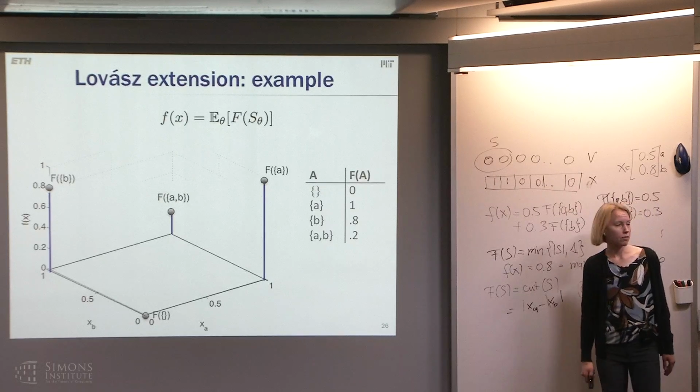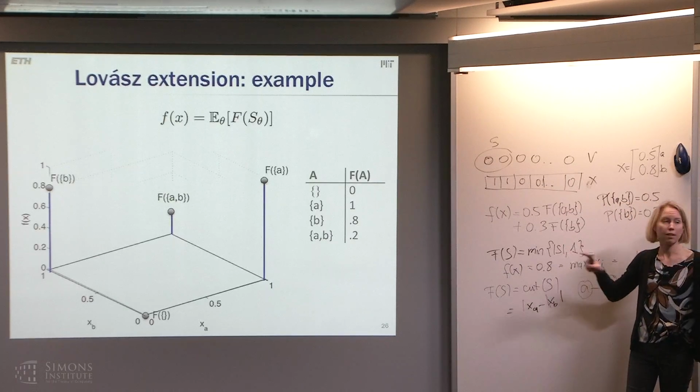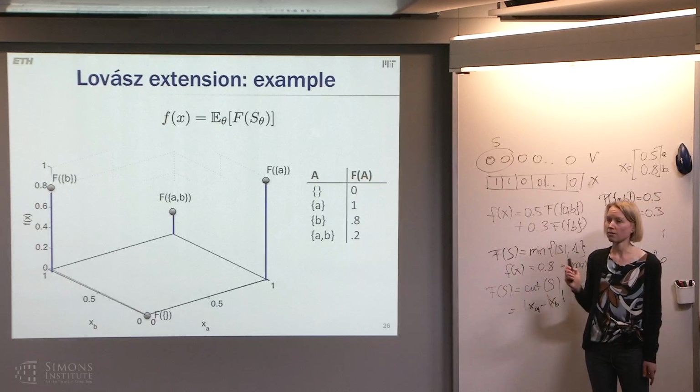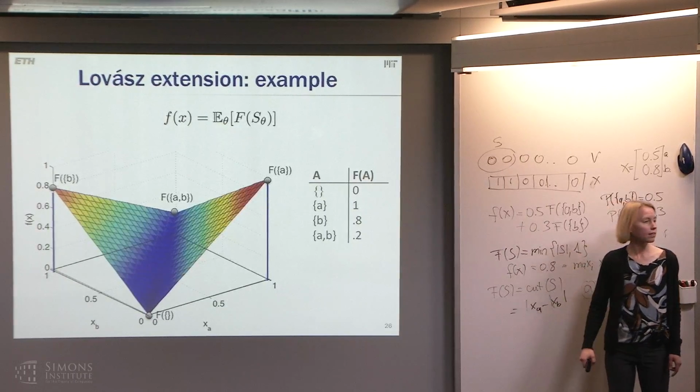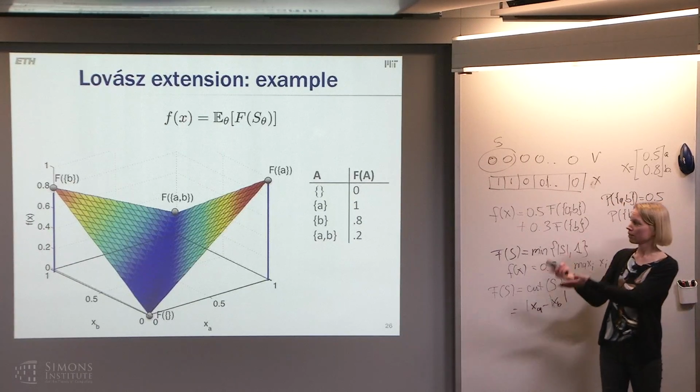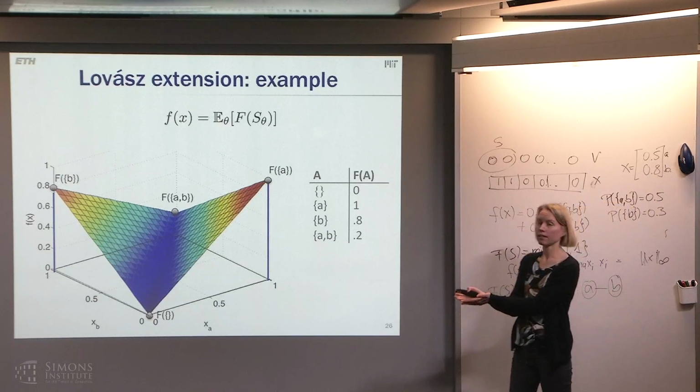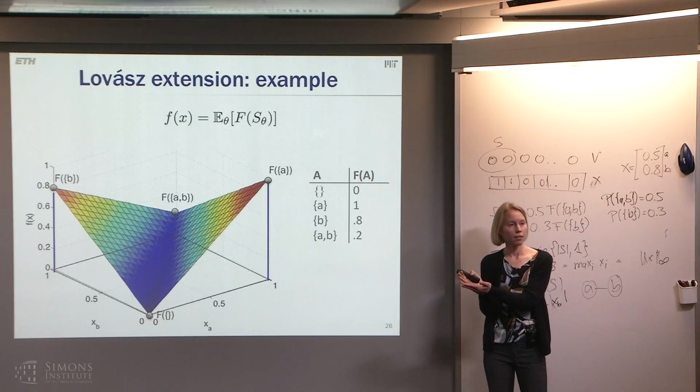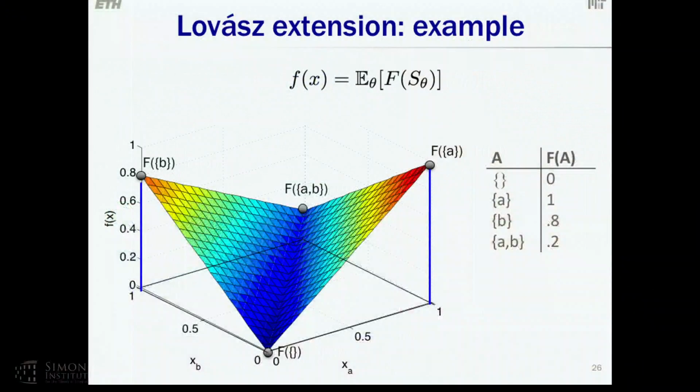So here's a picture of this extension. This is again in 2D. We have just two elements. Here's our set function. And now we plot the Lovász extension. The Lovász extension looks like this piecewise linear convex function here. That actually is nice, because if it was always convex, we could use convex optimization to minimize it. And in fact, that's the case.